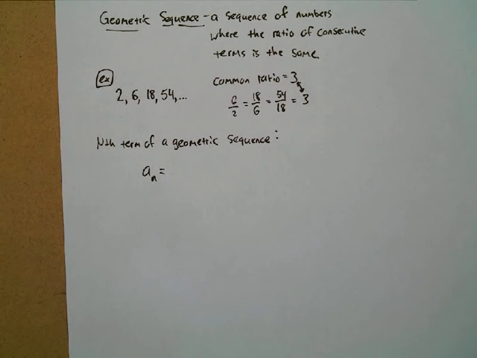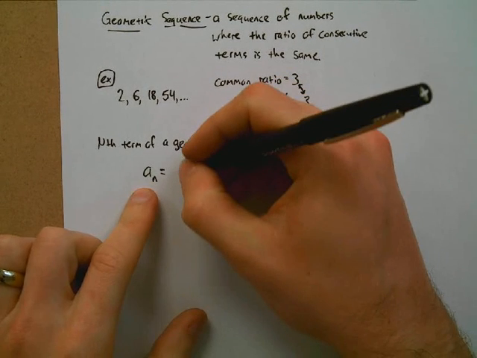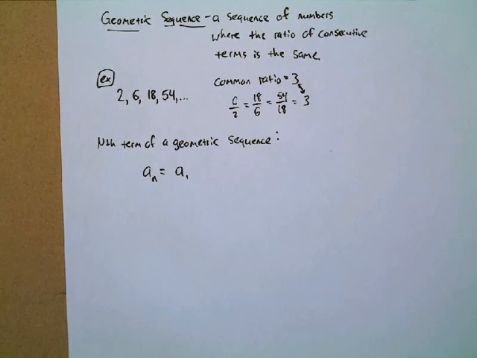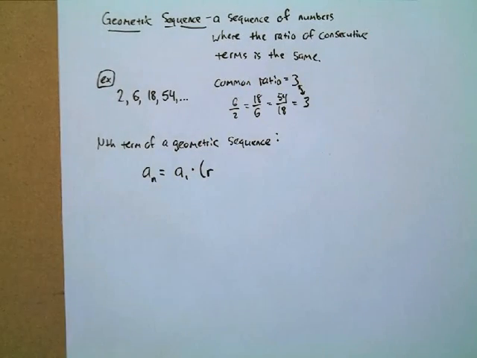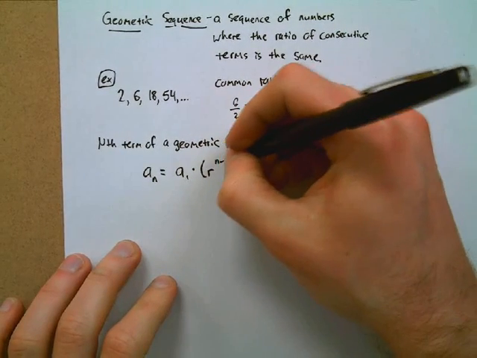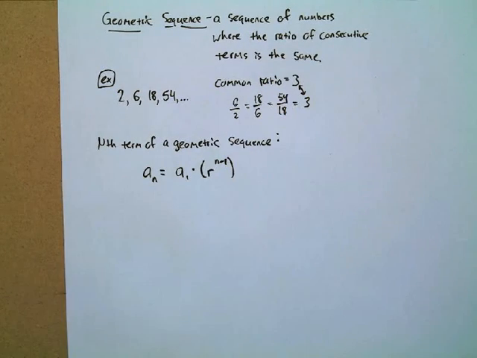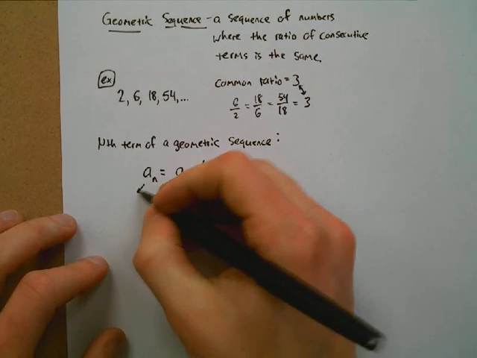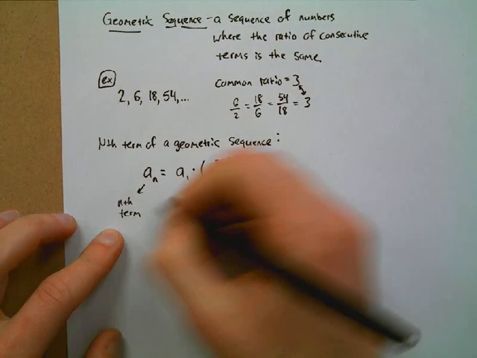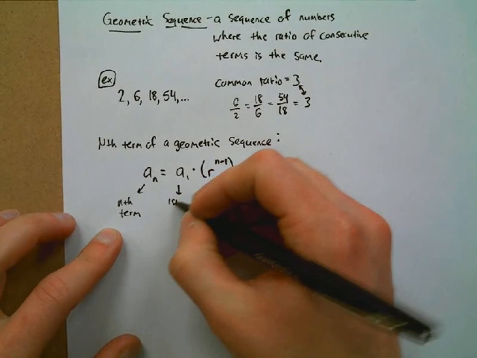We use a sub n because we're talking about the number of the term, a certain term. Okay, a sub n equals your first term, and it's going to be times, because we multiply over and over again here, the common ratio to the n minus 1 power. That's it. So a sub n stands for the nth term. a sub 1 stands for the first term. r is that common ratio. And then n is the number of the term.